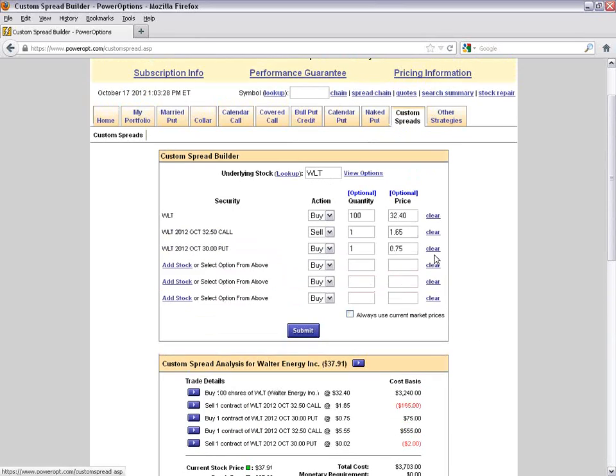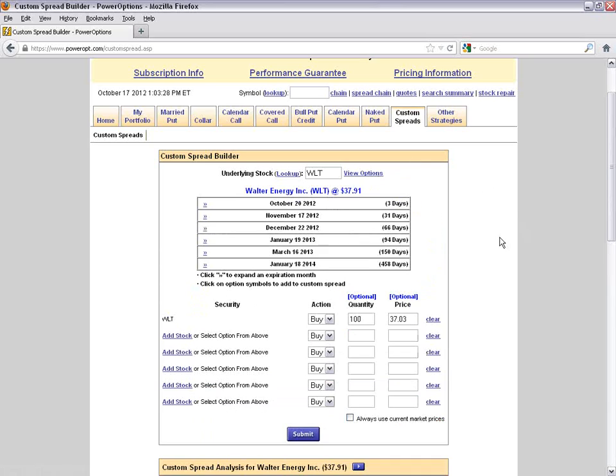I'm going to clear out all the other legs. Just hit clear on the side, and I'm going to change my effective cost per share on my stock to $37.03. That's what I'm left with, 100 shares at $37.03. Now let's go into View Options, and let's go into November.